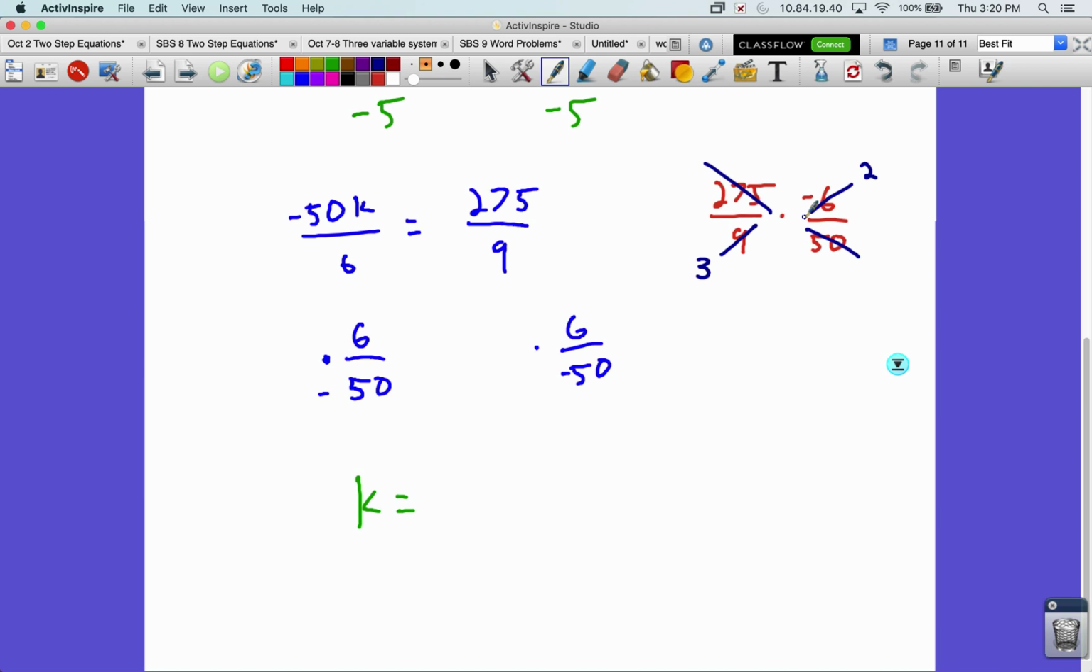275 is divisible by 5 and becomes a 55. And this divided by 5 is a 10. I can cross simplify again. They're still divisible by another 5. So that becomes an 11 and a 2. Multiply across the top, across the bottom, we get negative 22 over 6. Oh, and the 2 over 2, that could have simplified as well. Because now I see that this here, if I divide the top and the bottom by 2, I get k equals negative 11 over 3.